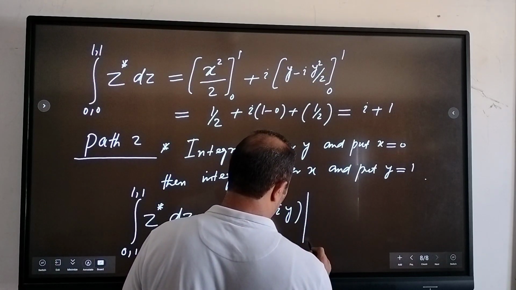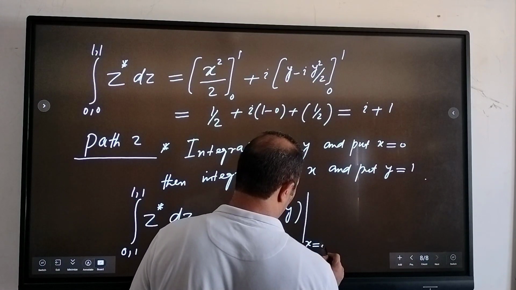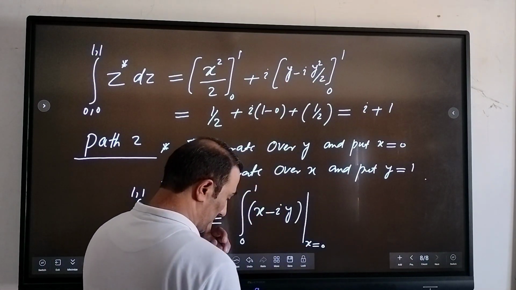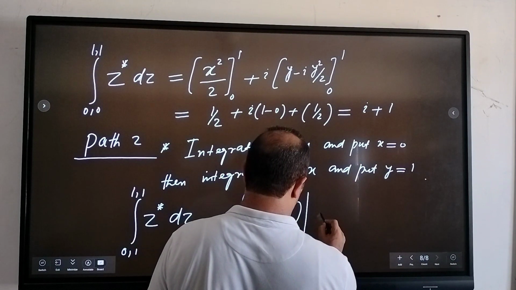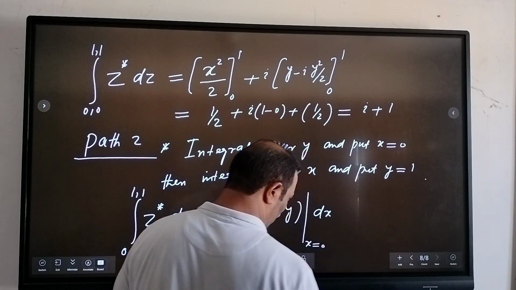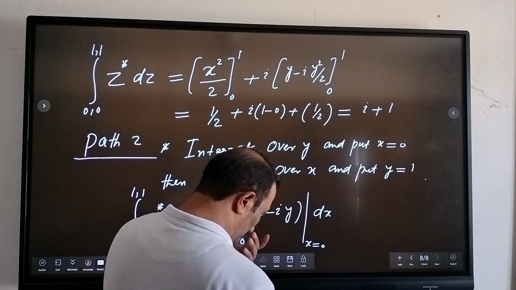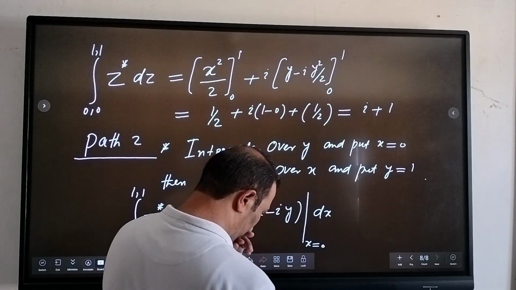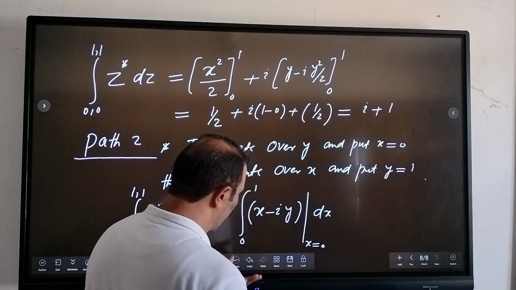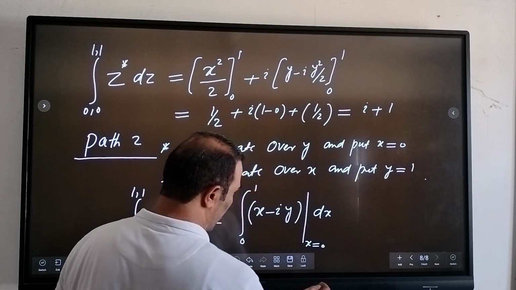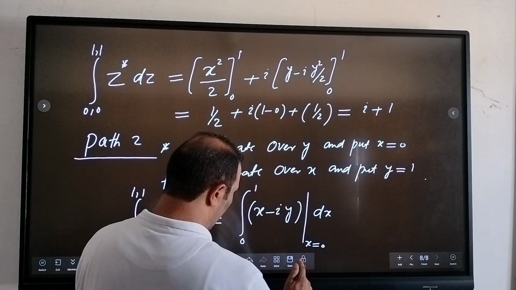Putting x equal to 0, sorry. Okay, so you can write this here also, right, because this is y equal to 1.